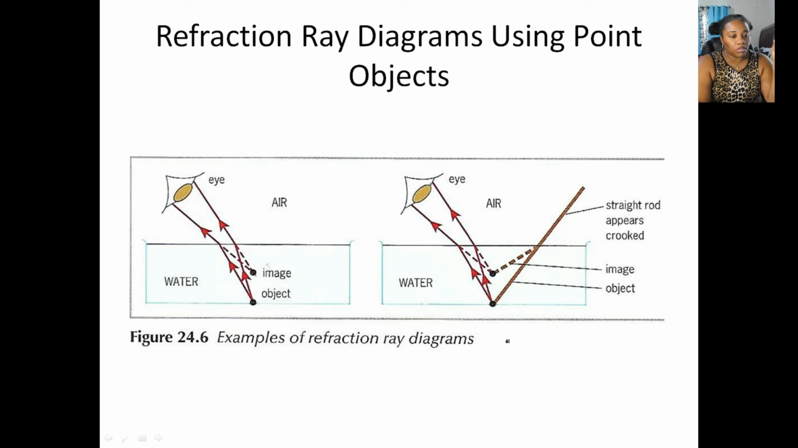Now, examples of refraction ray diagrams. So basically it's showing you when you're looking at an object that is underwater, it appears closer to the surface than it really is, because of refraction of light. So it's like a trick. Light plays tricks on the eyes, and that is why when you're standing in a pool, you look so distorted. Your legs look like they're up here when they're really at the bottom. So it's due to refraction of light.